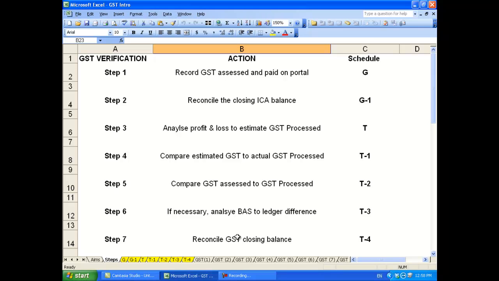as people become more familiar with the work paper workflow, they find it unnecessary as well. The seventh and final step is to reconcile the GST closing balance that appears in the client ledger. There's no need to remember these steps because the work papers flow through each of them quite logically, and so as you're completing the overall work paper, each of these steps will come up.